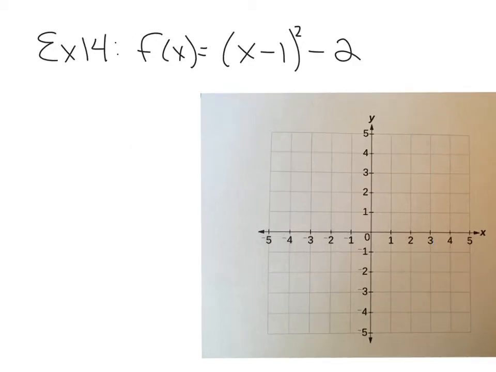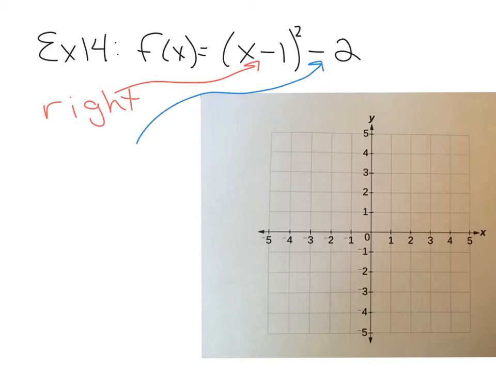Example 14 is at the top of page 250. It says f of x equals (x minus 1) squared minus 2. So from inside here, this will be the horizontal shift, and this will be a shift right, the opposite direction of the sign, and the -2 outside will be a vertical shift, and this will be a shift down. So we'll go right 1 and down 2, and that will put my vertex at (1, -2).